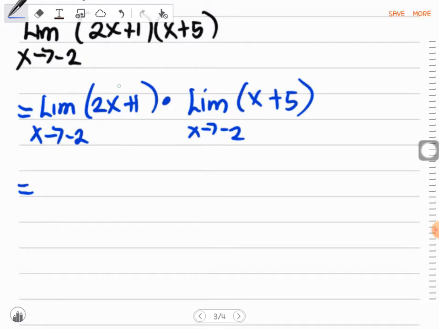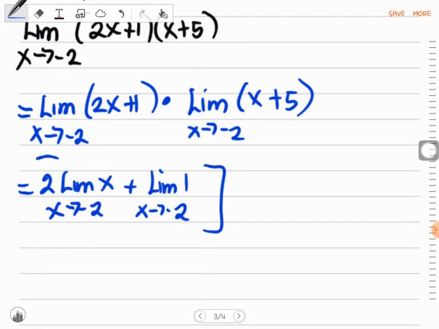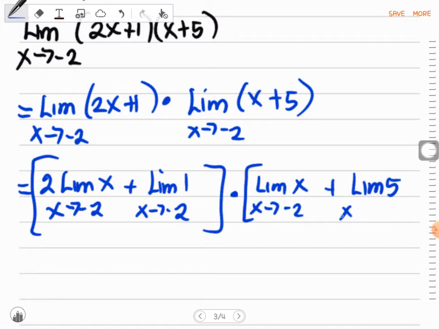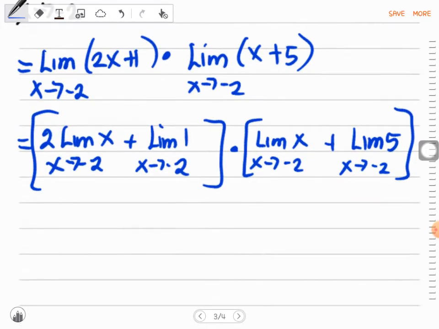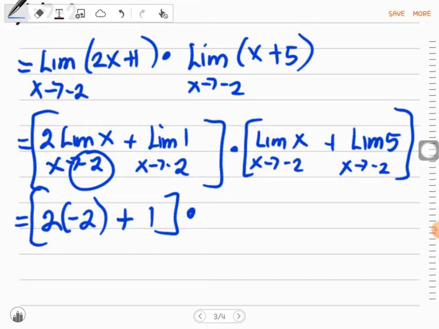Next, distribute natin yung limit. So we have 2 times the limit of x as x approaching negative 2 plus the limit of 1 as x approaching negative 2. So this is the first part, times the limit of x as x approaching negative 2 plus the limit of 5 as x approaching negative 2. Okay, from that we can now answer. So we have 2 times negative 2. We just substitute, plus there is no literal, so we will have just 1 here, right? Times this one: negative 2, plus, again, there's no literal, so just write 5.